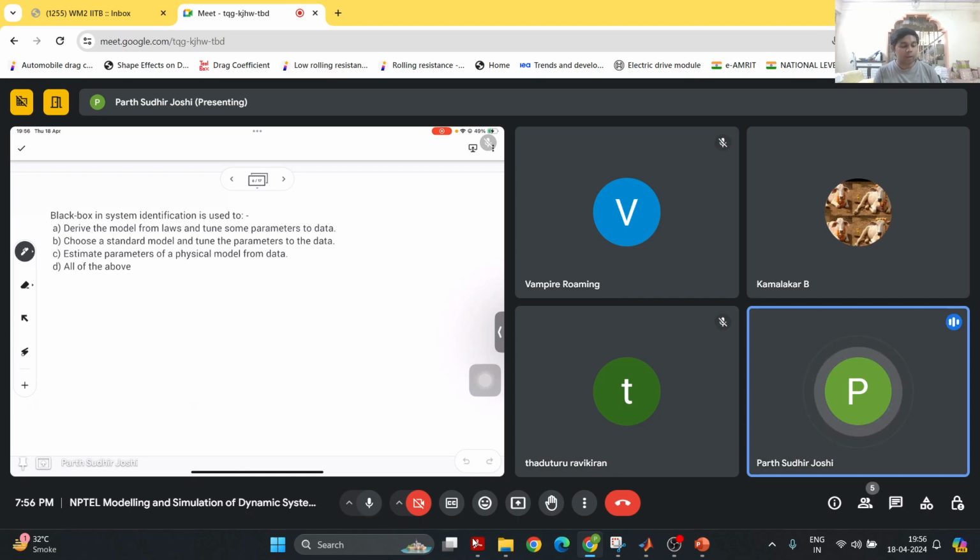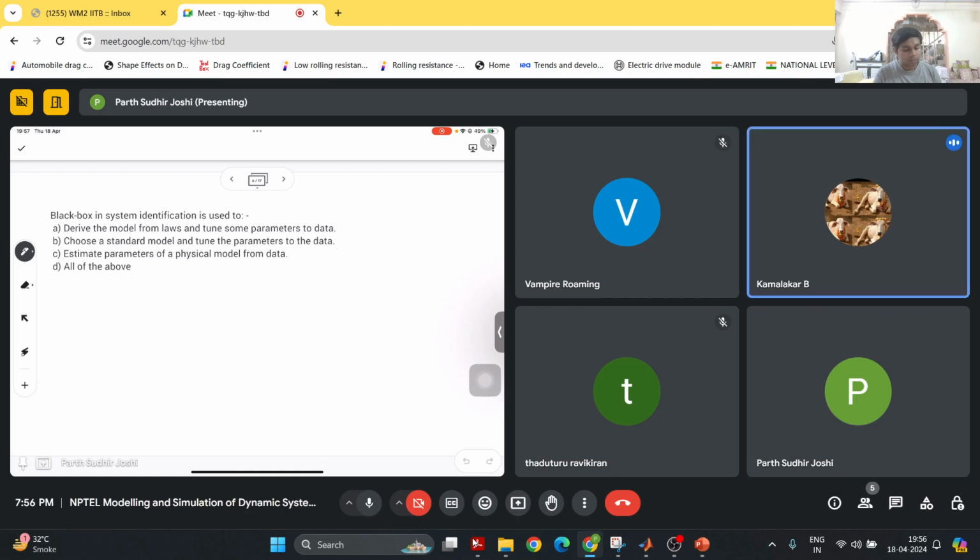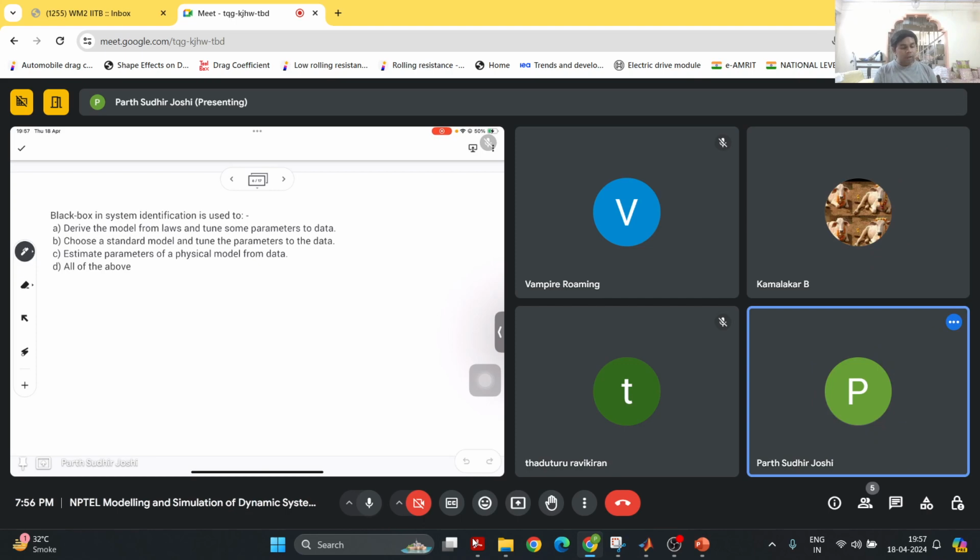So the next question is, black box in system identification. It is used to... B, answer B. Yes, it is correct. So in black box, we do not know what the physical relations between input and output are. So we cannot derive the model from laws. So we need to choose some standard model and then tune the parameters of that model from the data.